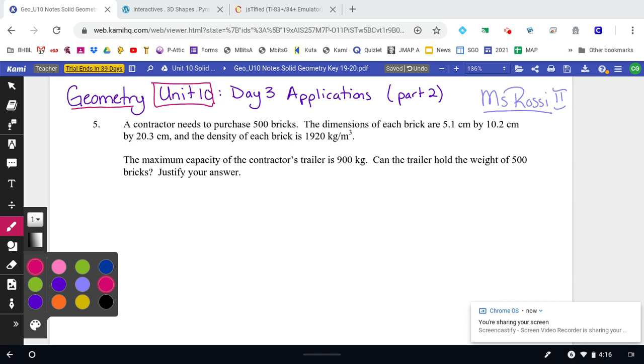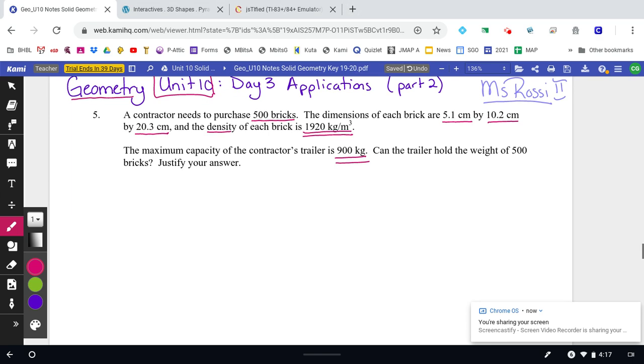A contractor needs to purchase 500 bricks. Now, the dimensions of each brick are 5.1 centimeters by 10.2 centimeters by 20.3 centimeters. The density of each brick is 1,920 kilograms per meter cubed. The maximum capacity of the contractor's trailer is 900 kilograms. Can the trailer hold the weight of the 500 bricks?